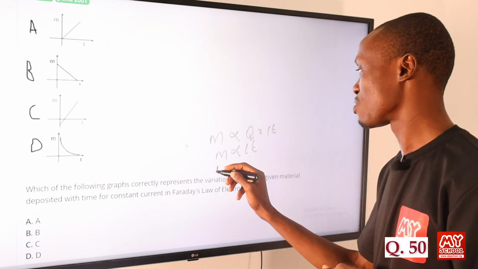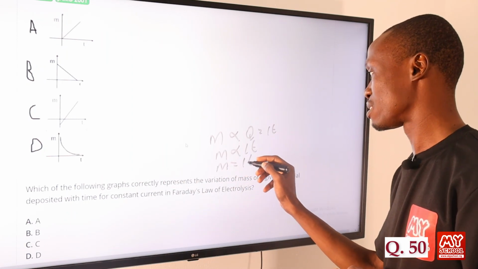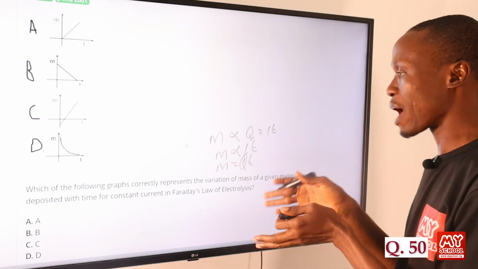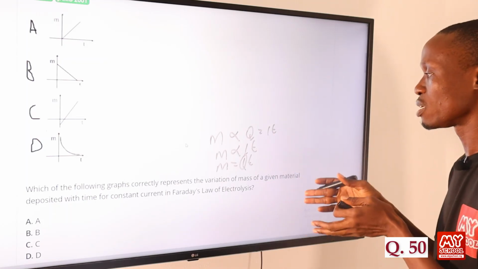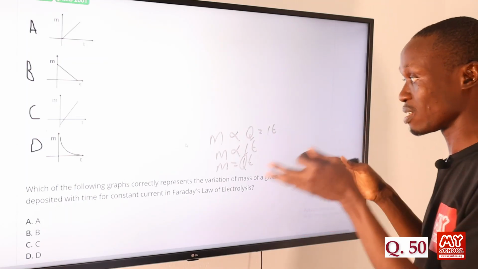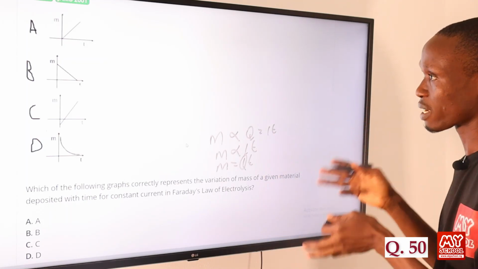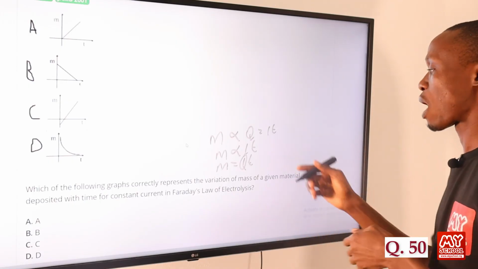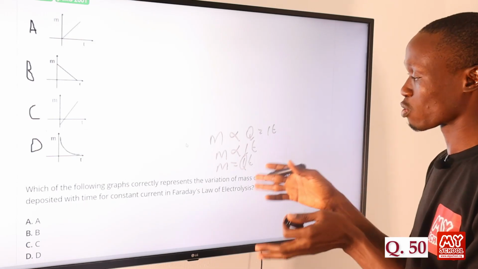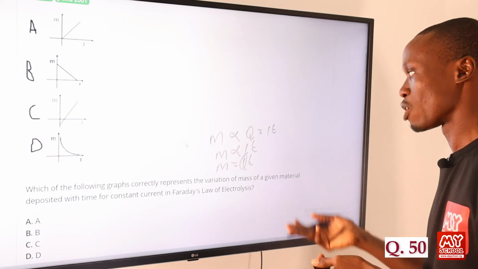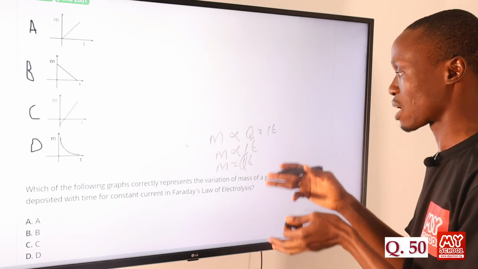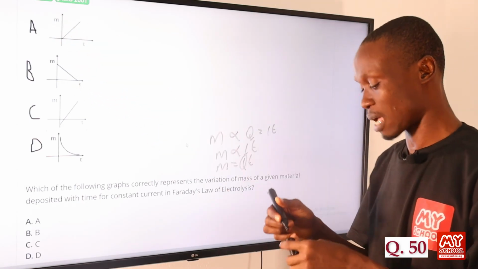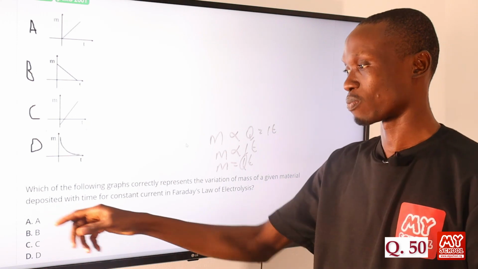So in that case, you're having M equal to IT, but I is constant, right? So from here, you can see that the mass of substance deposited during electrolysis increases as time increases, right? So in that case, we are going to have a linear graph. At time 0, the mass of substance deposited will be equal to 0. As time increases, the mass of substance deposited will increase. And that makes option A the correct answer to this question.